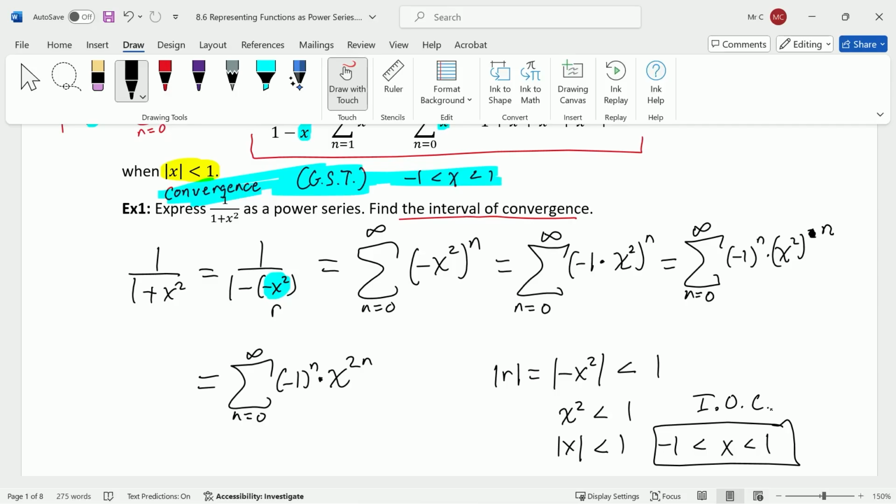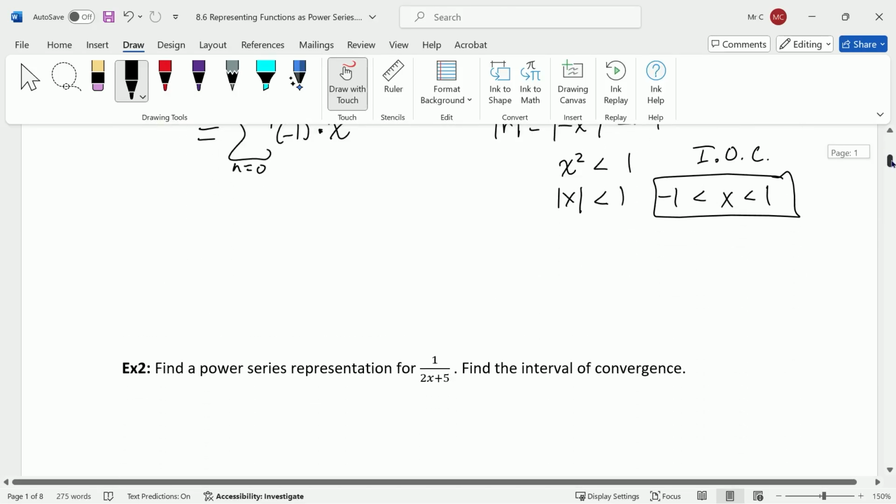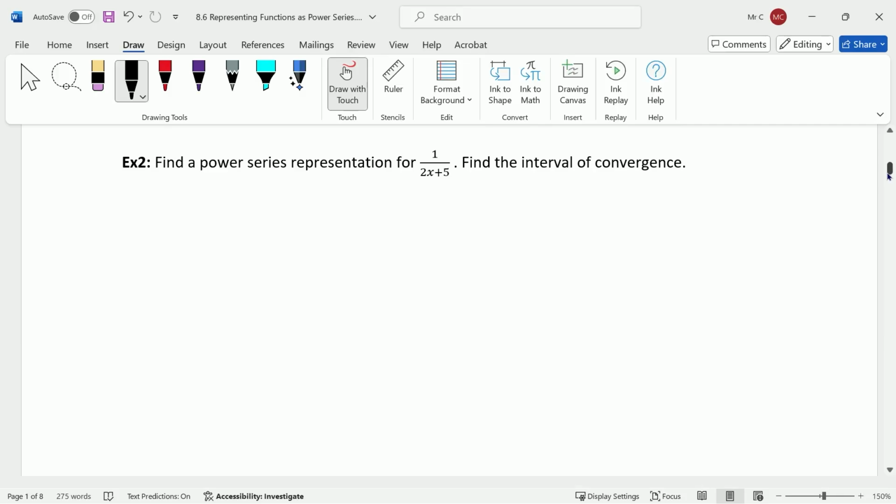Okay, so that's our power series for 1 over 1 plus x squared. Let's take a look at another function. Find a power series representation for 1 over 2x plus 5. Find the interval of convergence. So again, my goal is to write this in the form 1 over 1 minus r.